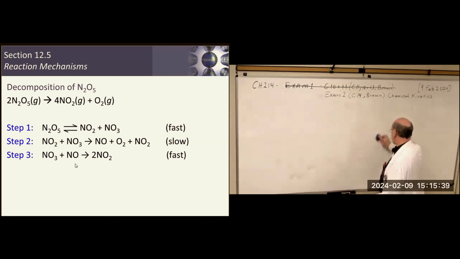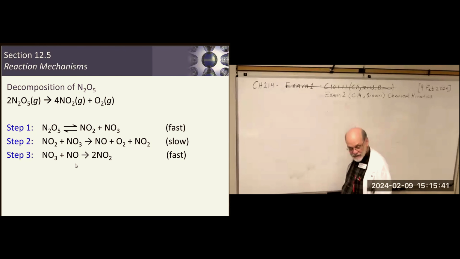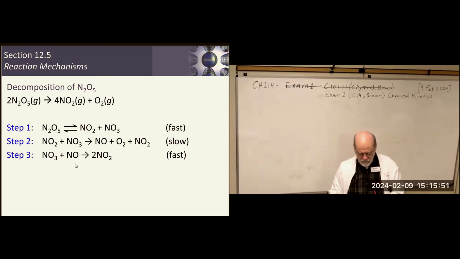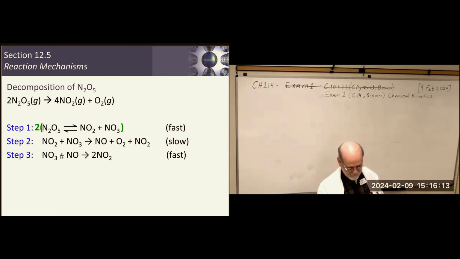What that typically means is as soon as N2O5 produces NO2 and NO3, they go back the other direction just as fast. So they're like this. The rate determining step is the second step, where you get NO2 and NO3 together to produce NO, O2, and NO2. And then you take NO3 and NO and produce 2 NO2s. If you add all those together, you should end up with the balanced equation.